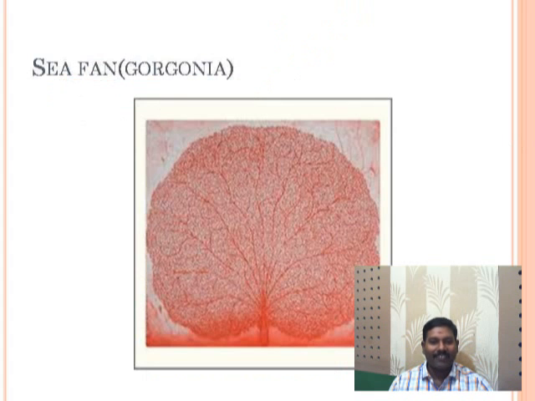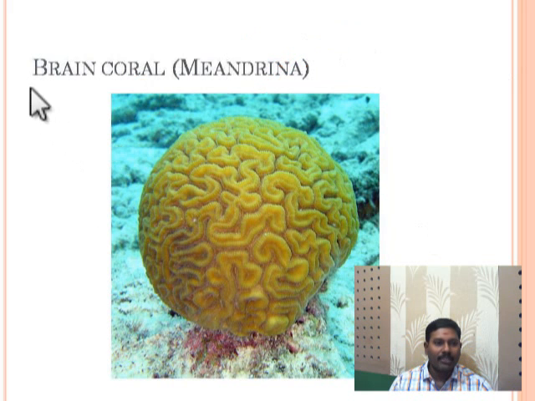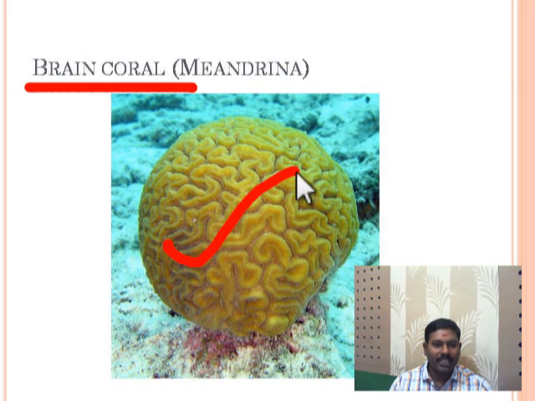That looks like a fan itself. See, this is a sea fan. Gorgonia is the scientific name. And the next one is brain coral, because this is looking like a brain. The scientific name is Meandrina. So you must remember the names of animals which belong to the coelenterates. Right.